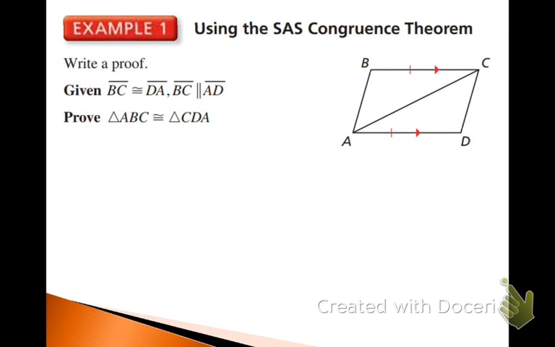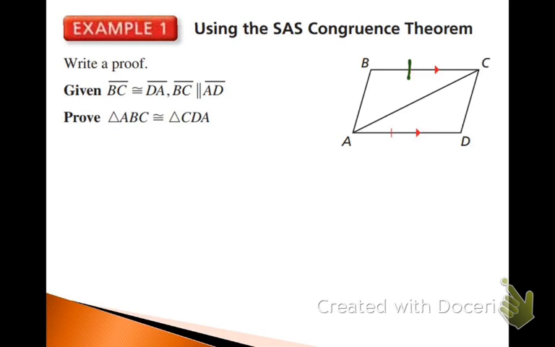It says, write a proof. Can someone raise their hand and read to me this sentence? Okay, Cole. Line BC is congruent to line DA, and BC is parallel to line AD. How do I know that BC and DA are congruent to each other? Because it says they're congruent. What else on the picture? How would I know that these two lines are parallel? Because they have the arrows.